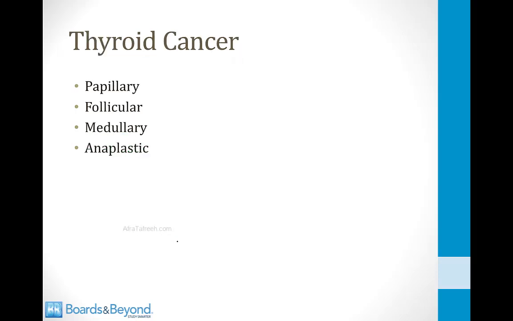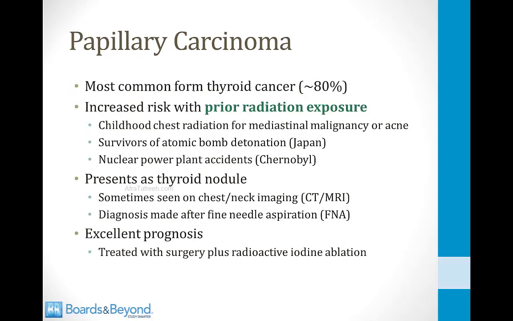Okay, now we'll begin talking about the 4 types of thyroid cancer, and these 4 types are papillary, follicular, medullary, and anaplastic. Far and away the most common is papillary. Over my career, most of the patients I've seen who had a cancerous thyroid nodule turned out to have papillary carcinoma. So papillary carcinoma is the most common form of thyroid cancer. About 80% of thyroid cancers are papillary.